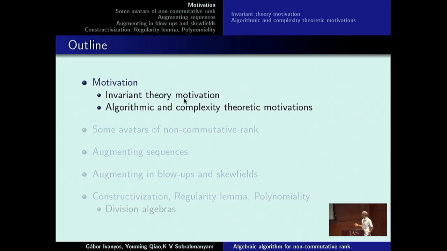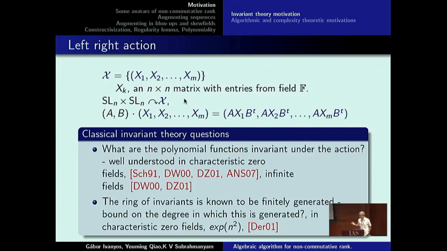Okay, so the first motivation comes from invariant theory. We are looking at m-tuples of n cross n matrices with entries over a field. This is something that we have seen right from the first talk of Avi and even yesterday. We are looking at SL_n cross SL_n acting on tuples in the following way: a pair of matrices A, B sends the tuple x1 to xm to this tuple of matrices.